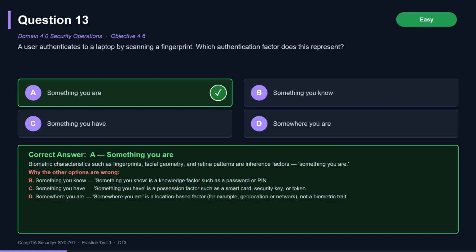Something you know is incorrect. Something you know is a knowledge factor, such as a password or PIN. Something you have is incorrect. Something you have is a possession factor, such as a smart card, security key, or token. Somewhere you are is incorrect. Somewhere you are is a location-based factor, for example, geolocation or network, not a biometric trait.